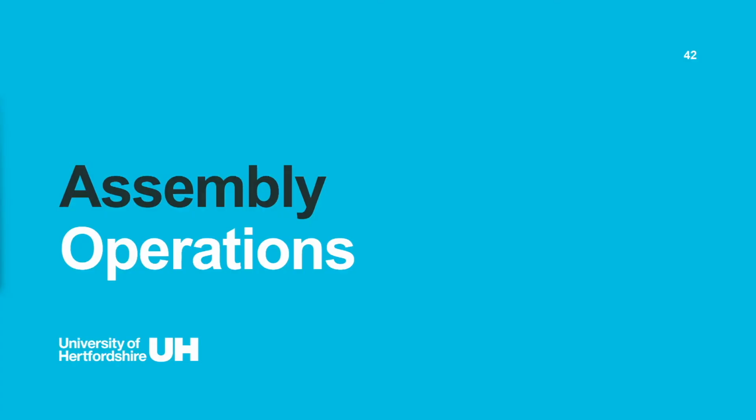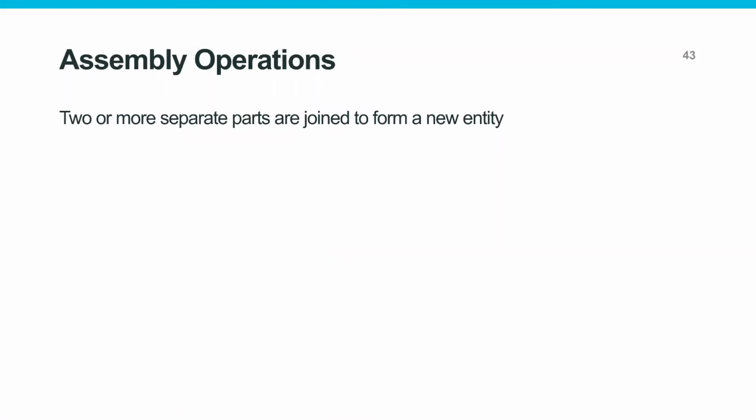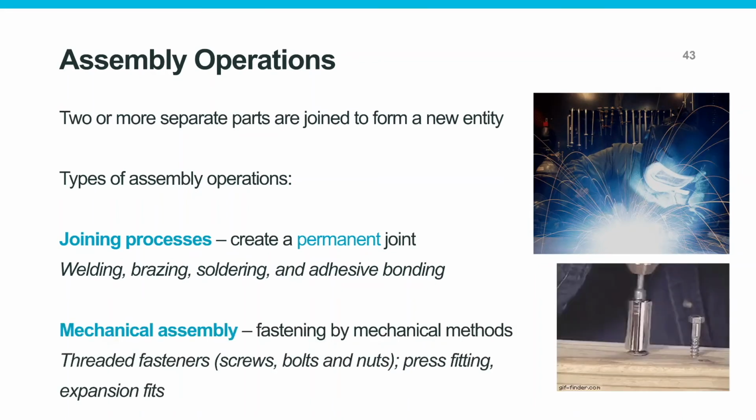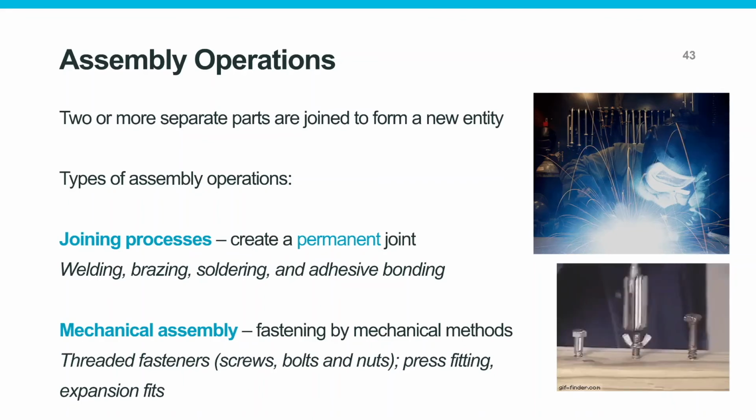Let's talk about the assembly operations. In assembly operations, we join two or more separate parts to form a new entity. The assembly operations consist of two different categories: joining processes, in which we create a permanent joint, such as welding, brazing, soldering, and adhesive bonding; and mechanical assembly, in which we use mechanical methods to fasten two products together, such as threaded fasteners, screws, bolts, nuts, and so on.